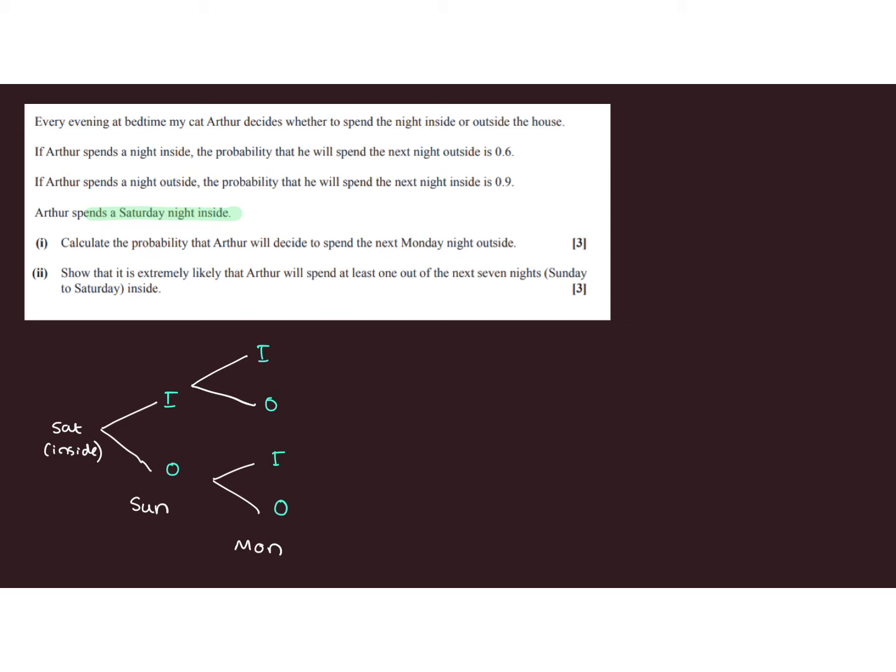And we know that if the cat spends a night inside, the probability he will spend the next night outside is 0.6. So because he spent Saturday inside, the probability that he will spend Sunday outside is 0.6. So we need to make sure we've got 0.6 here and 0.4 here. And then if we follow the branches for Sunday being inside, the probabilities will repeat, 0.4 and 0.6.